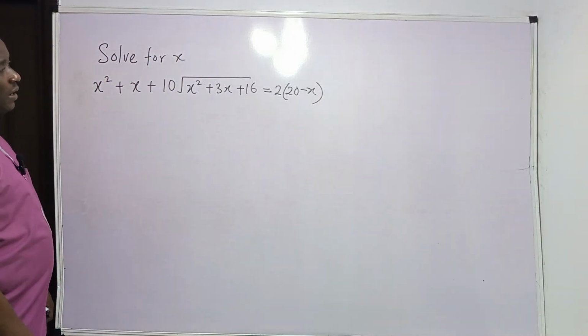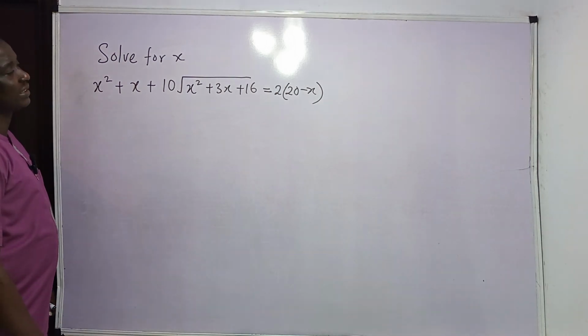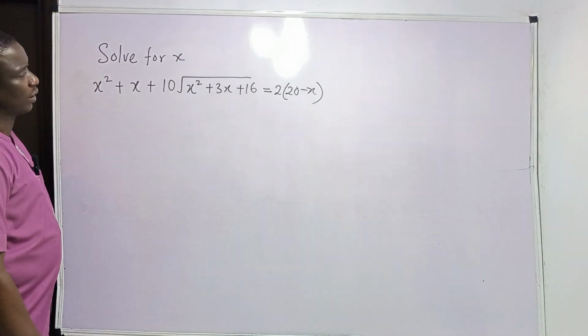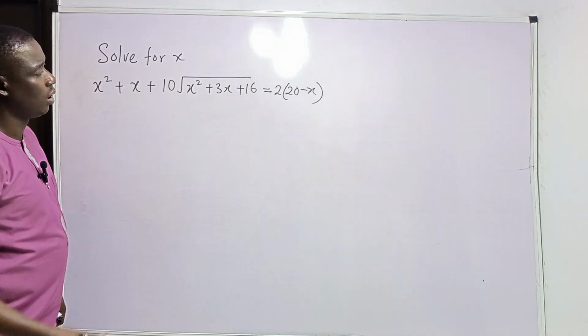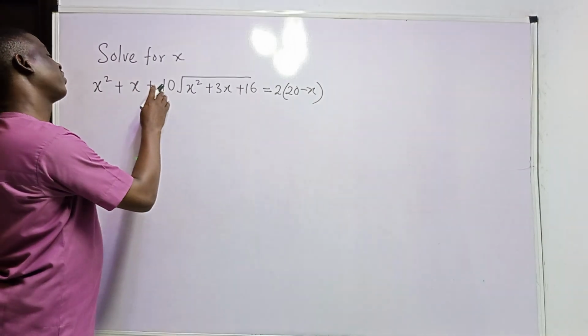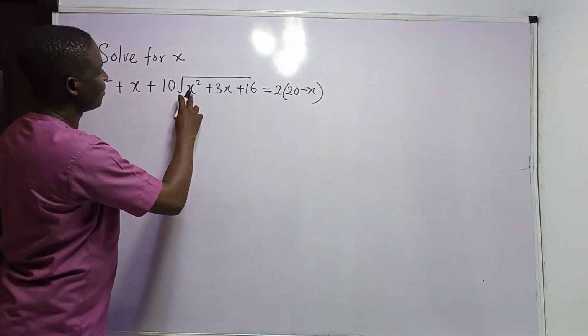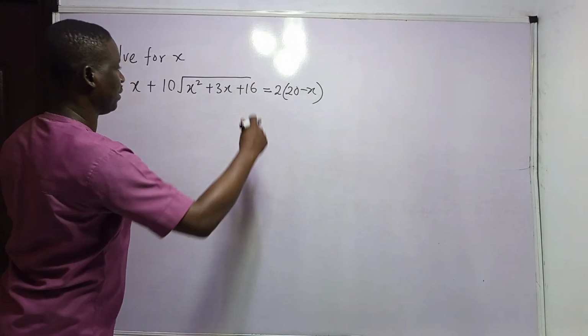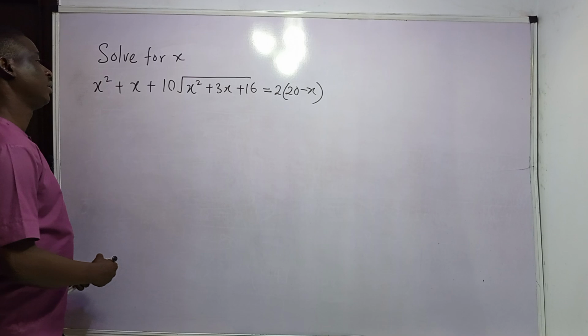This is looking like a quadratic, it's looking like complex equations, but we'll see what we can do about it. Now let's go for this question. It says x squared plus x plus 10 square root of x squared plus 3x plus 16 equals 2 into bracket 20 minus x.